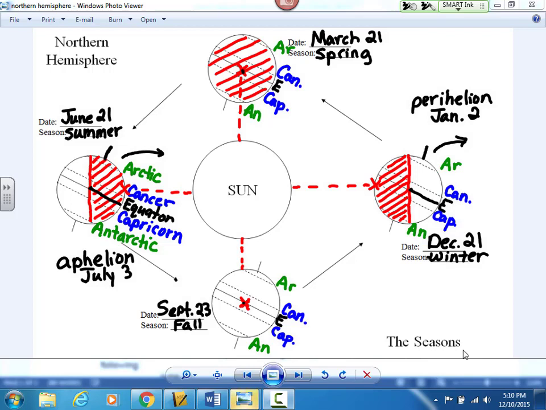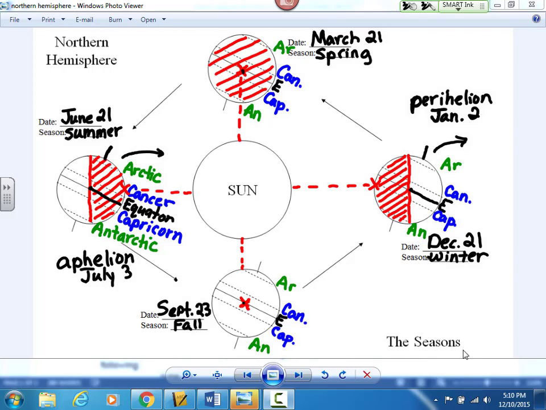So many times I hear students say, we have the seasons because we change how far away we are from the sun. No, that's not true. If you look at this, perihelion is the point where we are the closest, and we're the closest to the sun in January. So the seasons must be caused by something else. It's caused by the tilt.